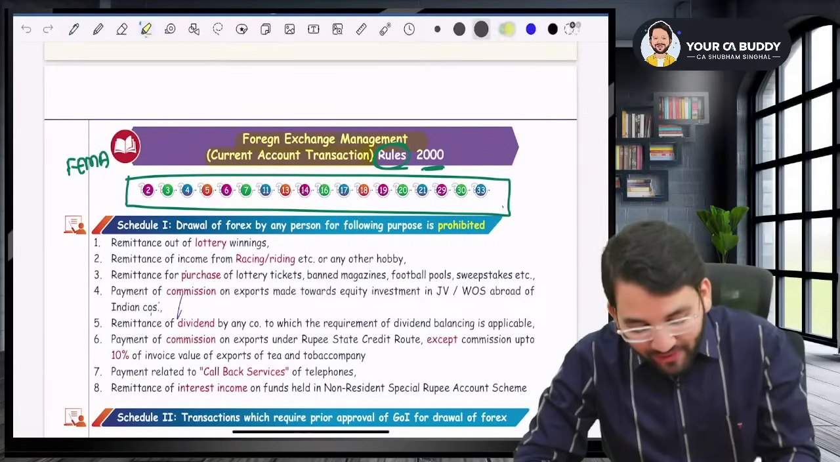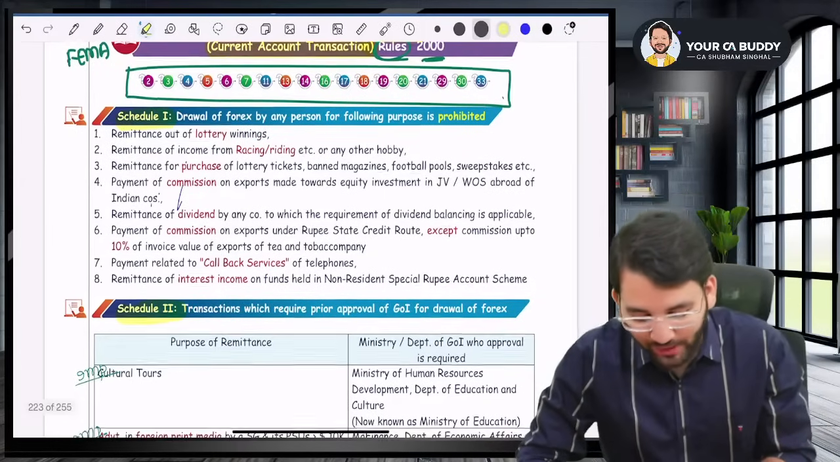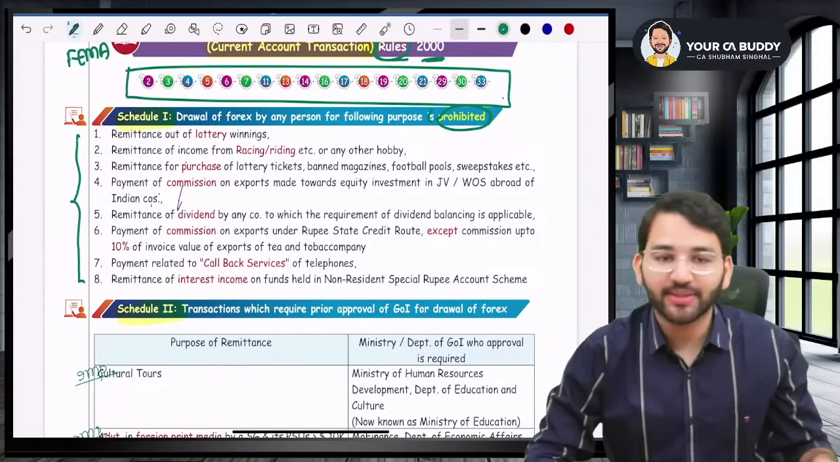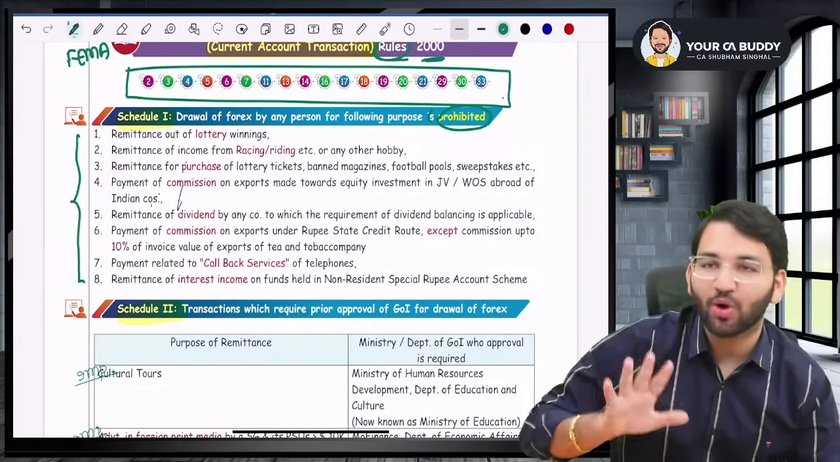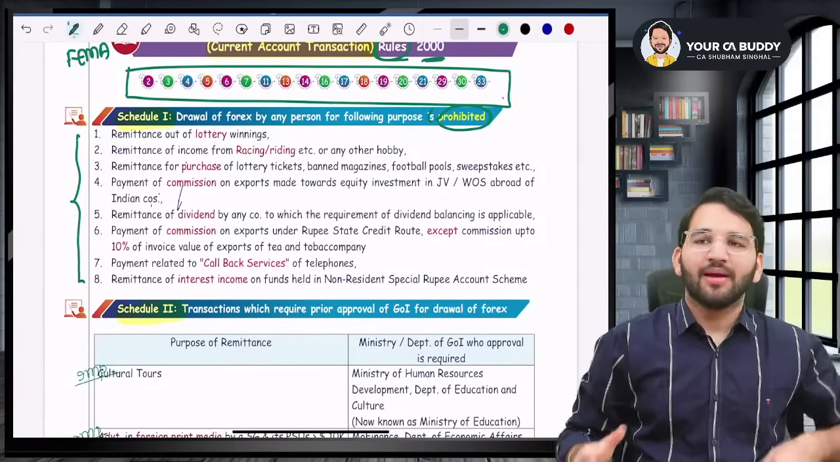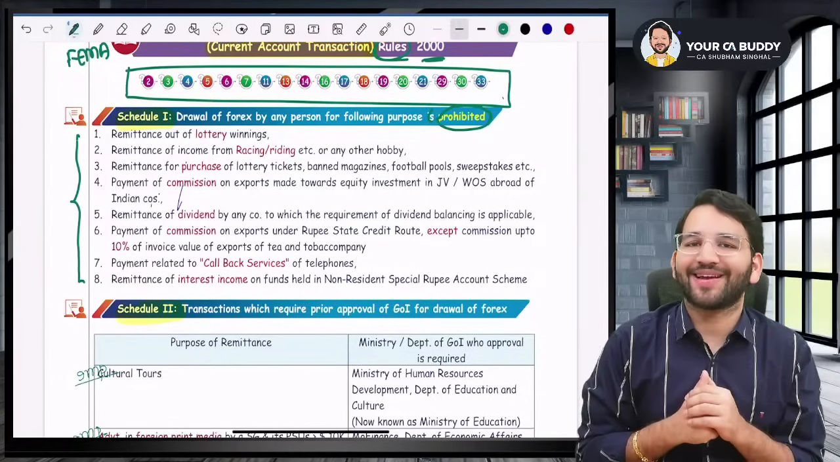Okay. Now listen to me very carefully, sir. What is Schedule 1? What is Schedule 2? Sir, Schedule 1 talks about transactions which are prohibited. There are 8 transactions which you don't have to understand with me right now because we do it in the class. Now you have to revise it along with me, retain along with me. So there are some current account transactions which are prohibited. What are those current account transactions?